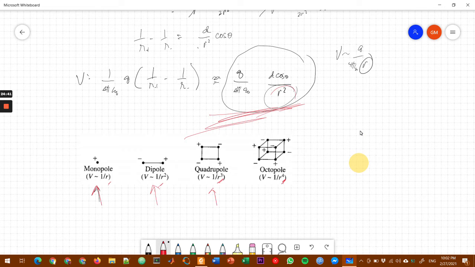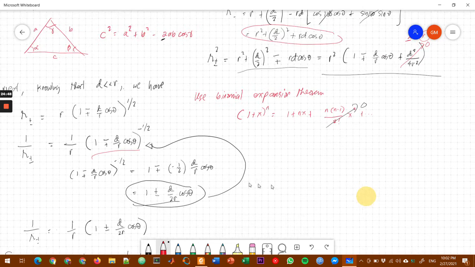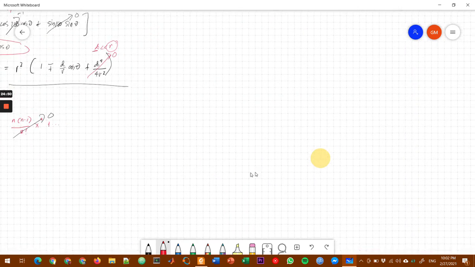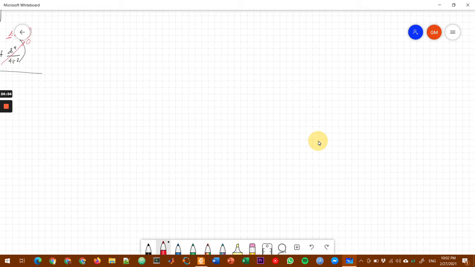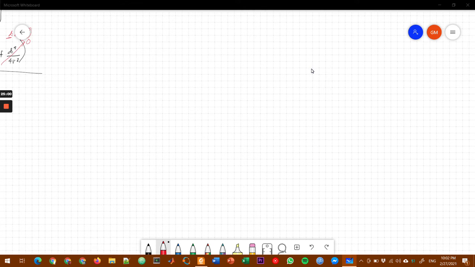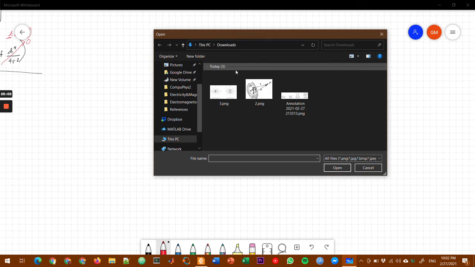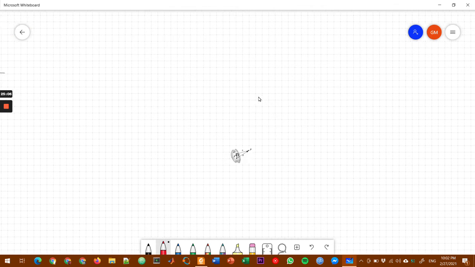So let's consider another example wherein, instead of a dipole, we try to generalize it into a charge distribution. Let me insert an image. Let's say we have this charge distribution.